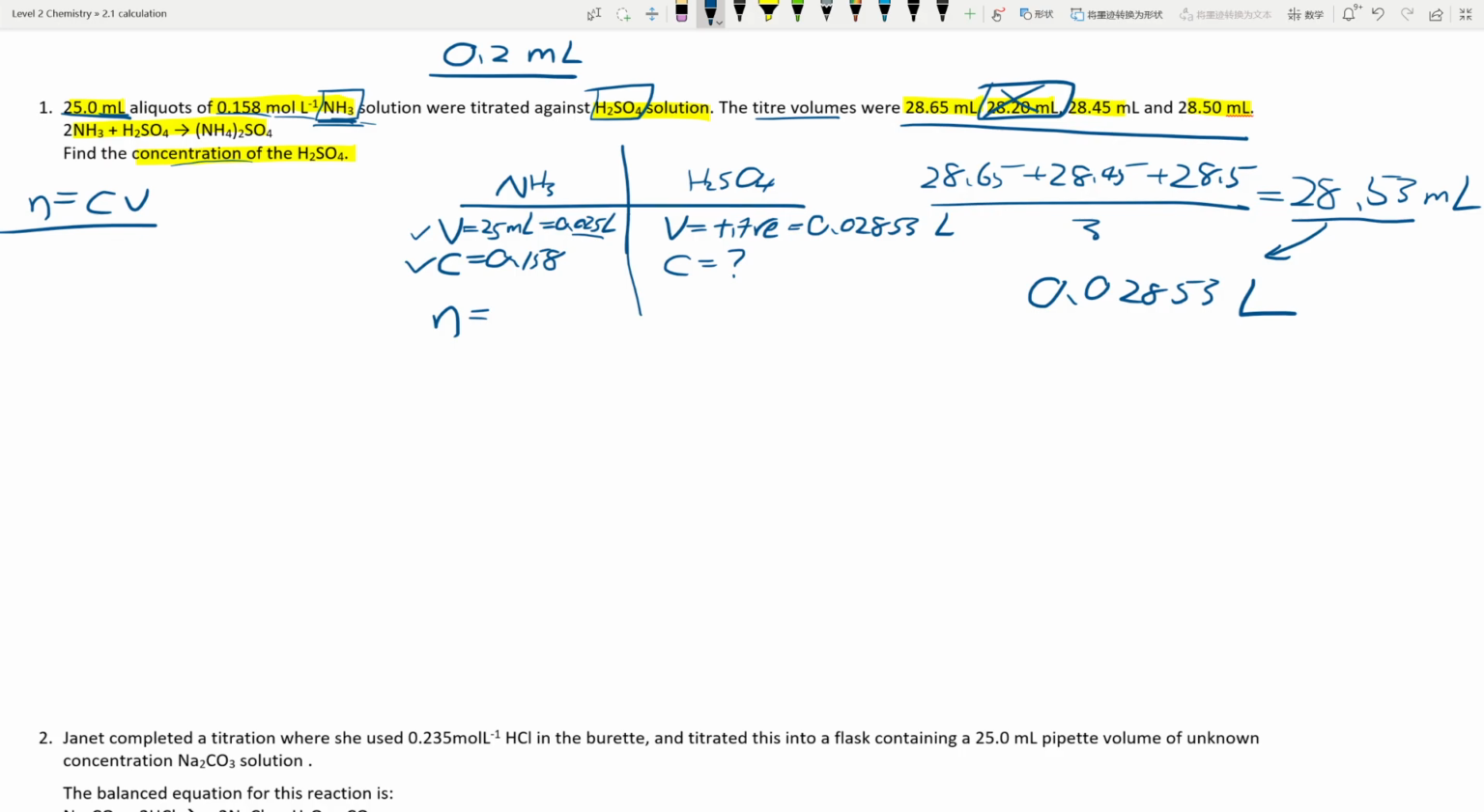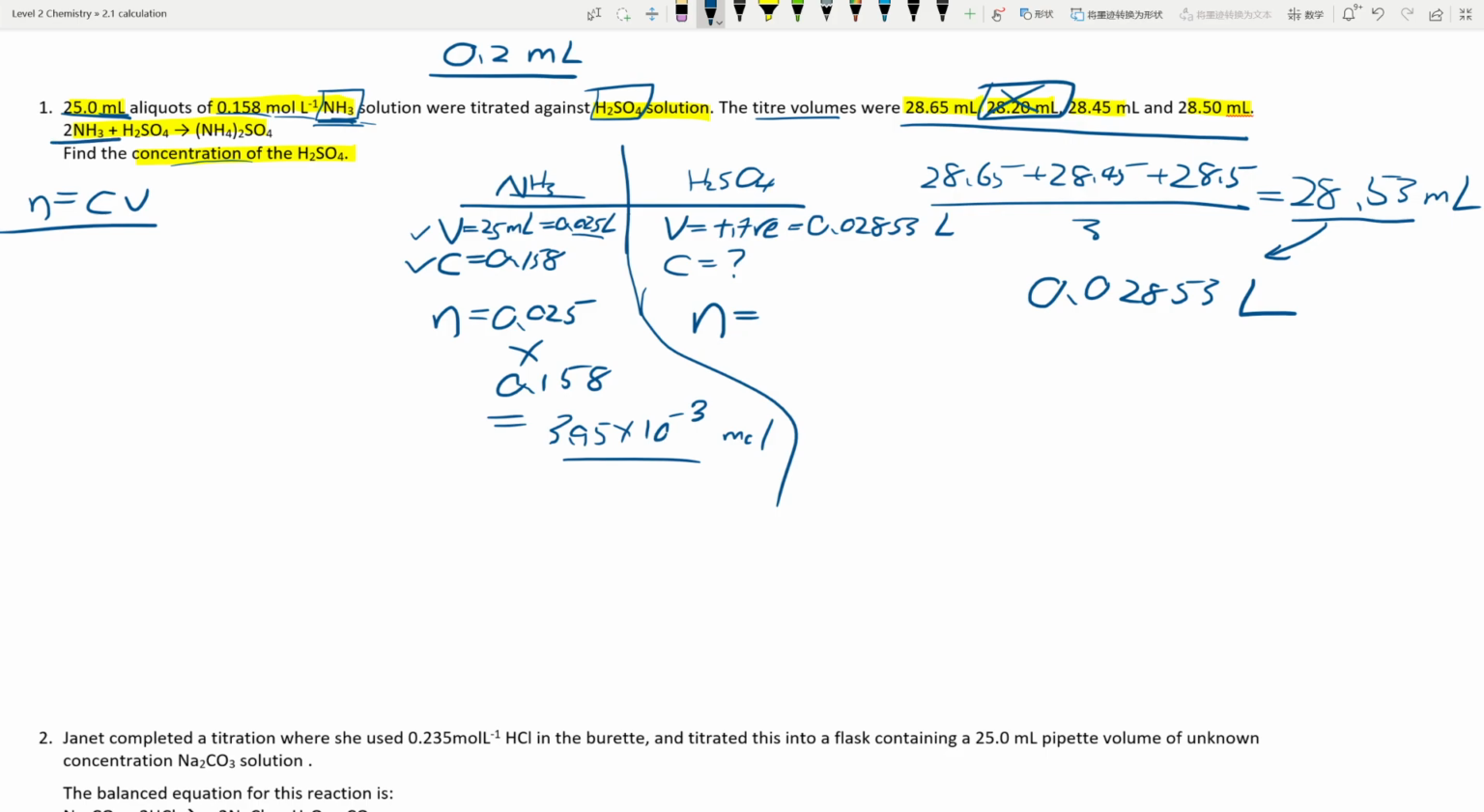Just n equals C times V, so 0.025 multiplied by 0.158, you get 3.95 times 10 to the power of -3 moles. Okay, so this is a mole for NH3. Now I need to find the mole for H2SO4.